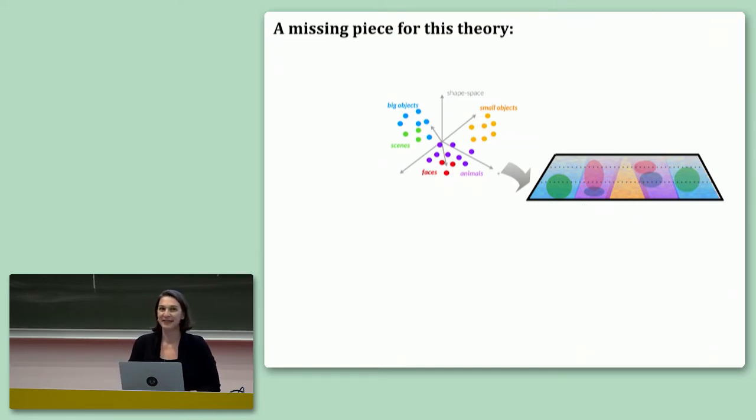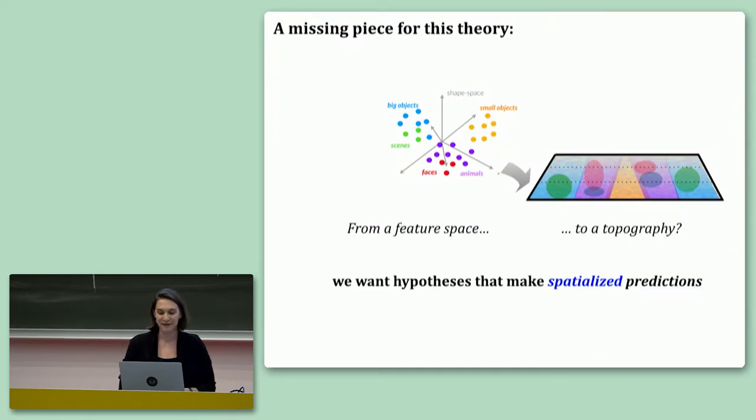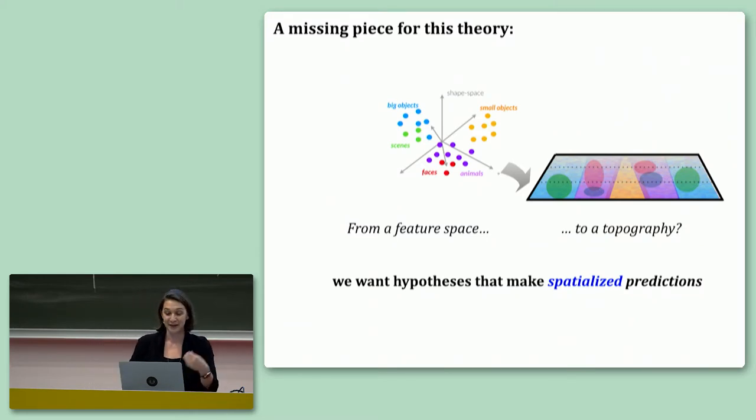One missing piece for this story is, great, okay, how do you go from something like this to something like that? How do you take a feature space and make it a smooth topography? And this is also important because ultimately what we measure with fMRI are spatialized responses. And it would be really nice if our hypotheses about the feature space were realized in spatialized predictions to match the kind of signal we're measuring.